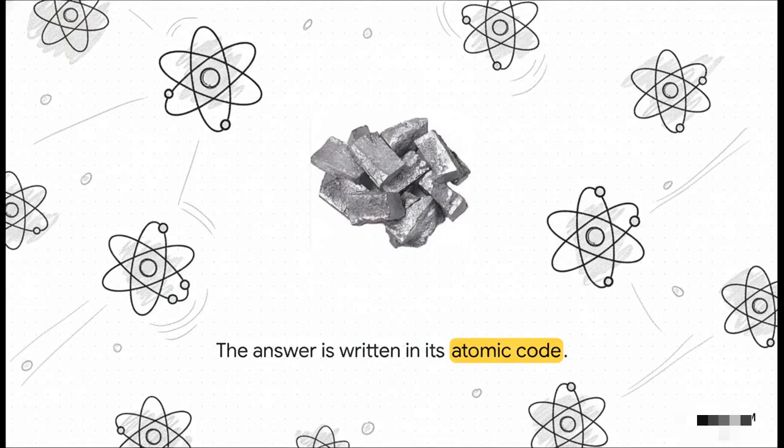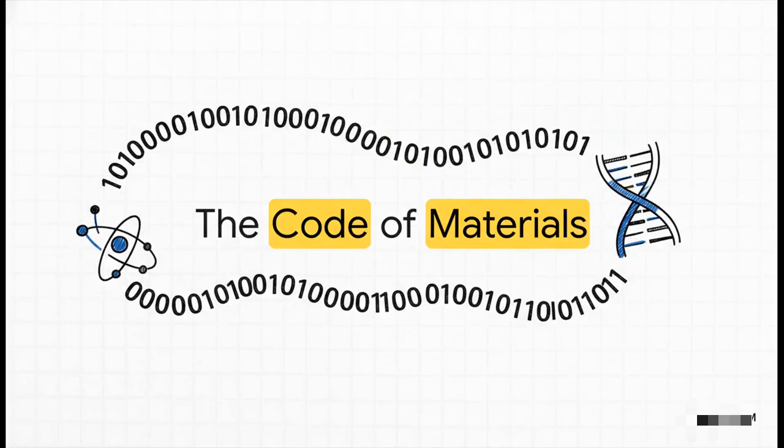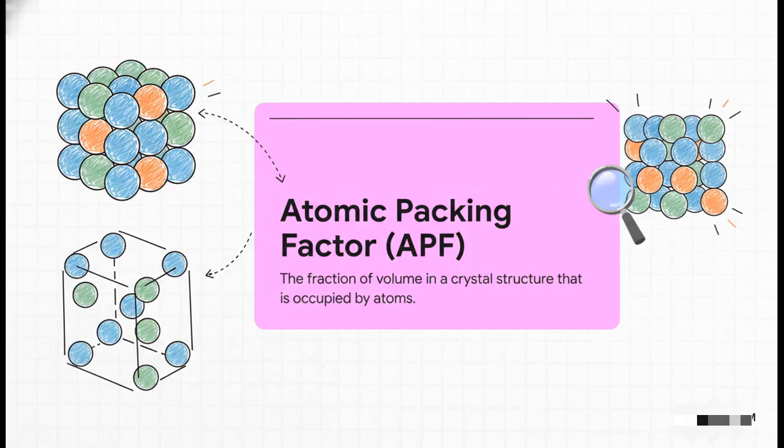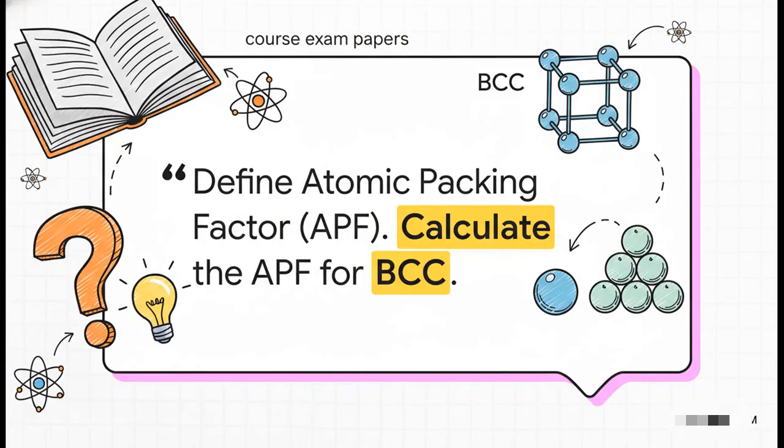To really understand any material, we have to start small. I mean, at the atomic level. Okay, so let's dive in. It all kicks off with how the atoms themselves are arranged. This concept, APF, basically tells us how tightly packed those atoms are. It's super fundamental. And yep, this is a core concept, pulled straight from actual university exam papers.